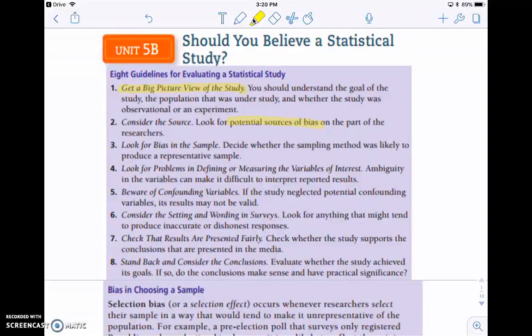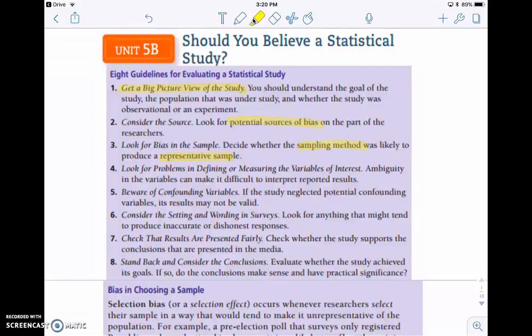Then we want to look for bias in the sample. We want to decide whether the sampling methods that we discussed in the last lesson, simple random, stratified, convenience, and systematic, were likely to produce a representative sample.